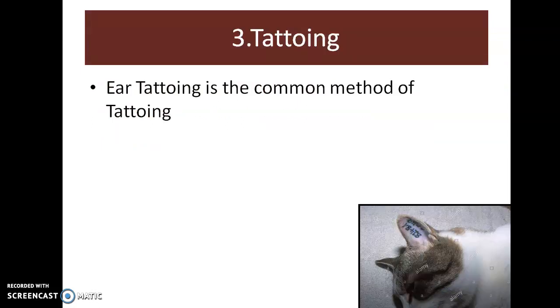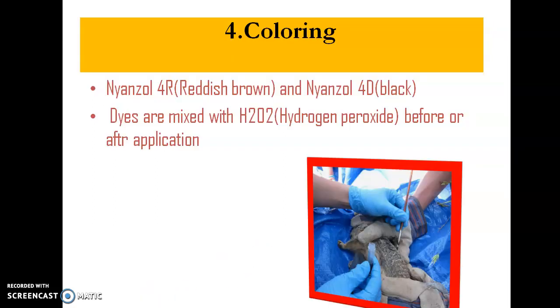Then comes tattooing. You know what is meant by tattooing. There is no need for much explanation here. But ear tattooing is the most common method of tattooing. Here we put identifying details into the ear of that particular animal. Then coloring. Many dyes are used for coloring or marking the animals. Azo 4R, which is reddish brown in color, and Azo 4D, which is black in color, are generally used for the coloring method. And these dyes are mixed with hydrogen peroxide before as well as after application.